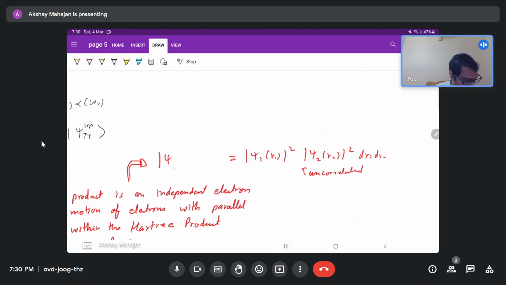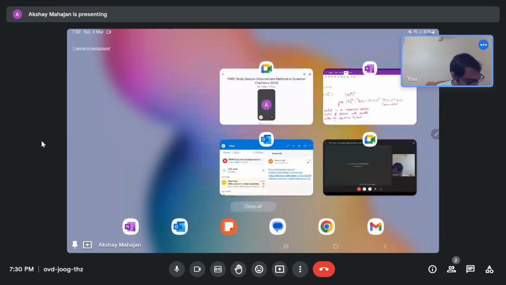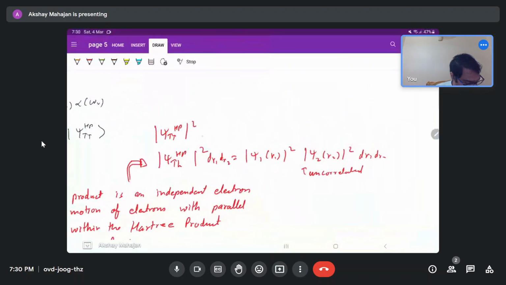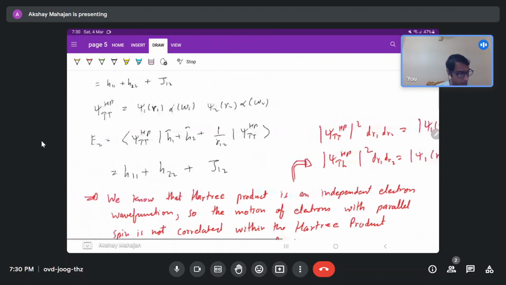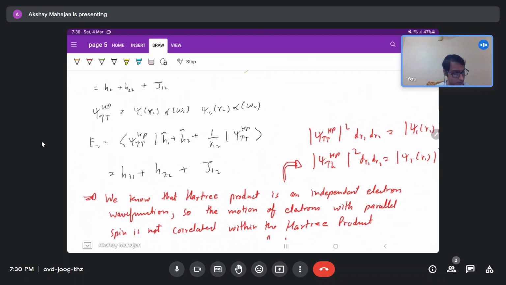mod of psi up down RT product square dr1 and dr2. So we get this, and similarly for psi up RT product square as well, dr1 dr2, we will get mod of psi 1 of r1 square, same thing, dr1 dr2. So this is also uncorrelated. All right, and that's the reason why we are not getting any exchange term.